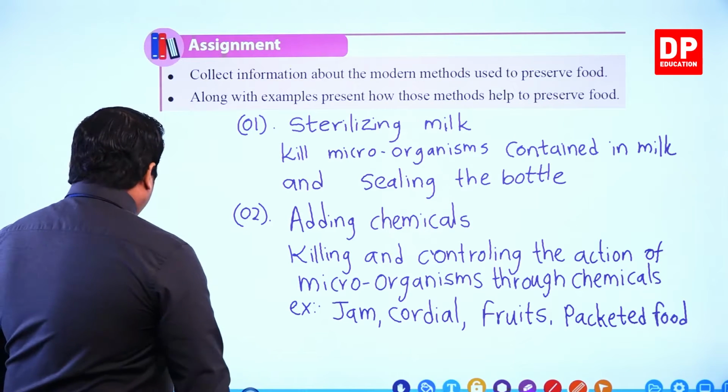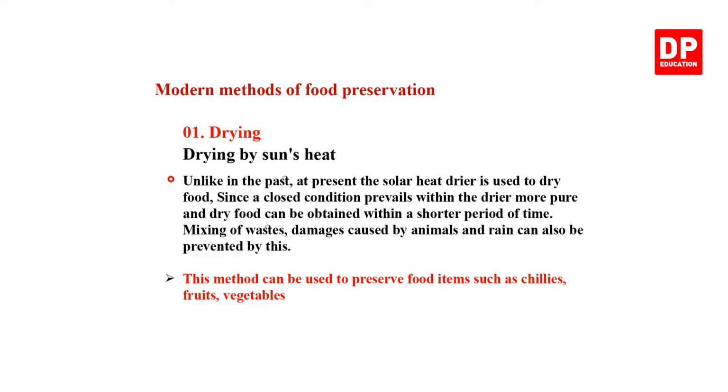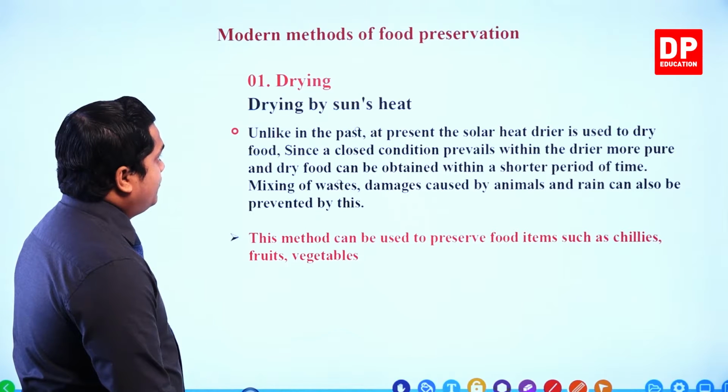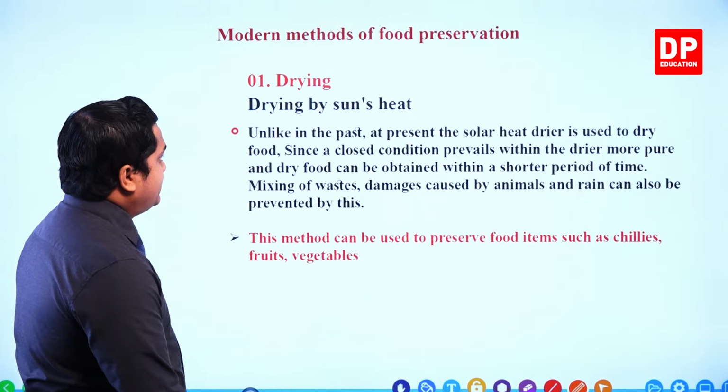So let's head on to see what the other contents in the lesson are. Now we are going to discuss modern methods of food preservation, my dear children. Under the modern methods of food preservation, you can also observe the drying process. Number one is given as drying.